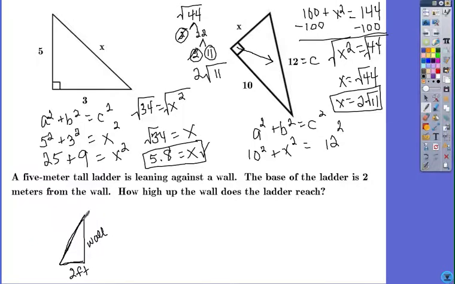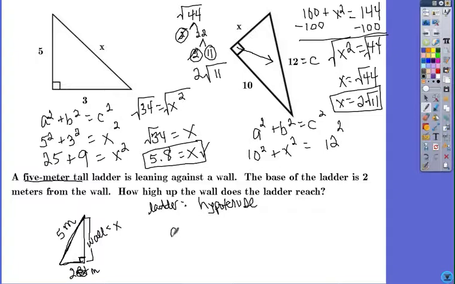So the ladder is the hypotenuse, because the base of the wall and this floor is going to form a right triangle. The ladder is 5 meters. I'm sorry, this is not feet, this is 2 meters. I want to know how high up the wall the ladder reaches. So I'm looking for this measurement. So I know I have the hypotenuse and I have a side.